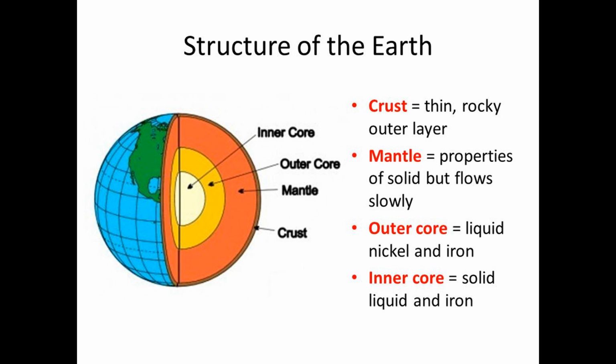The mantle has properties of a solid but flows slowly. The outer core is liquid nickel and iron, and the inner core is made up of solid iron and nickel.